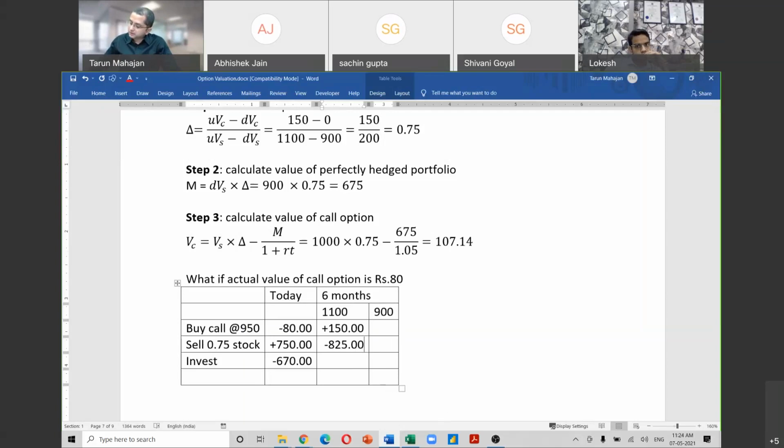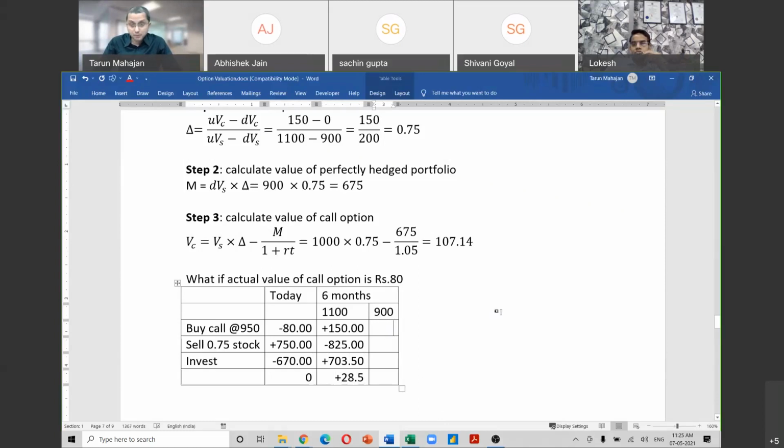My investment of 670 rupees plus 5% must have become 703.50, right? So look here now, 703.5 plus 150 minus 825 becomes 28.5. Here it is 0. My profit is 28.5 if price rises.